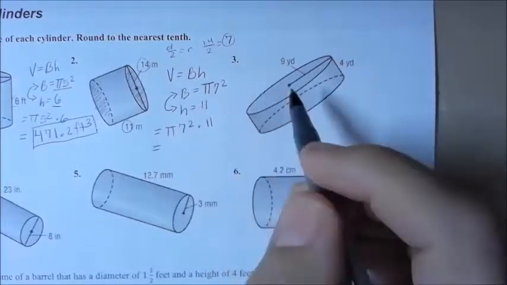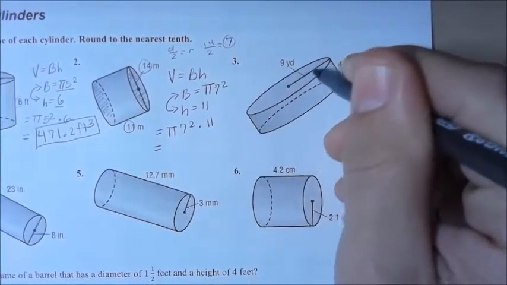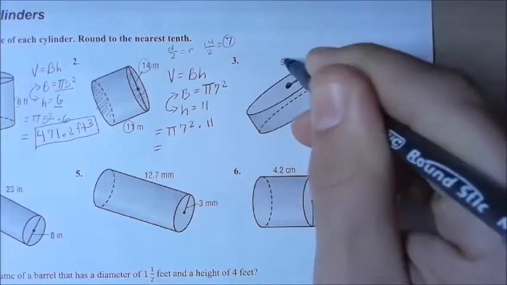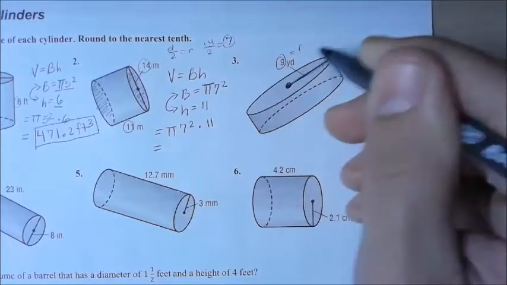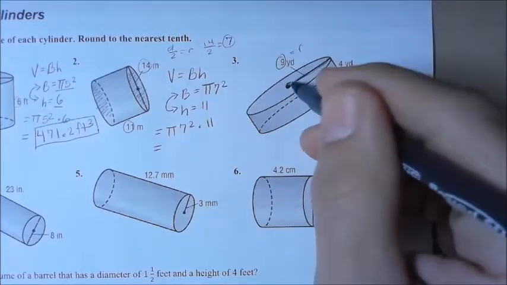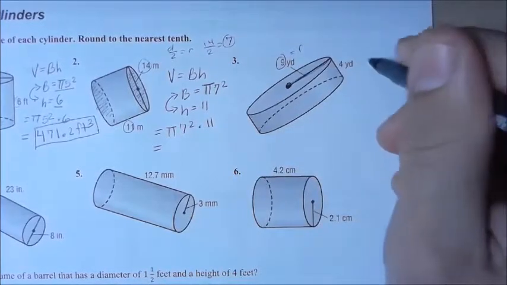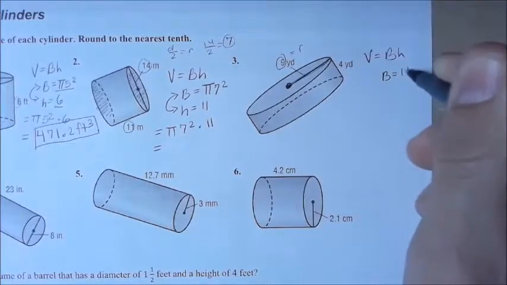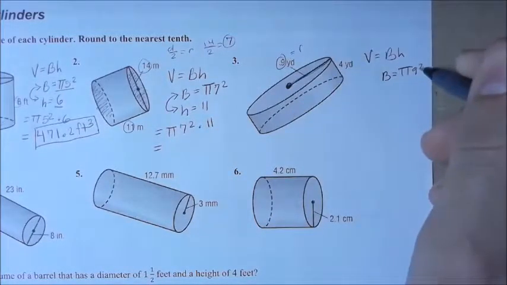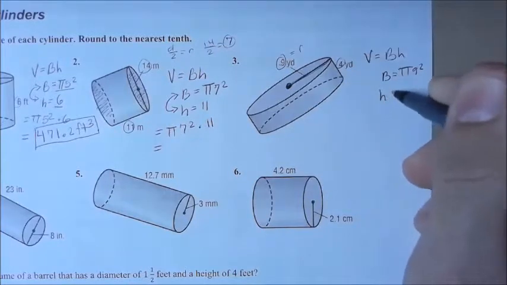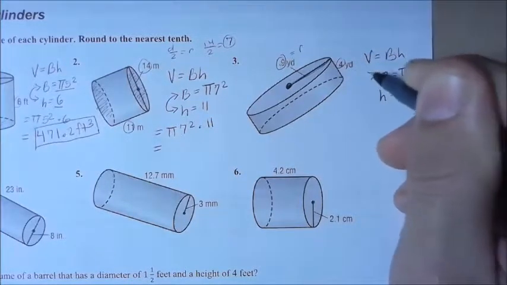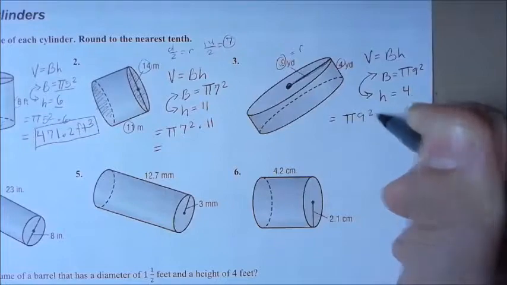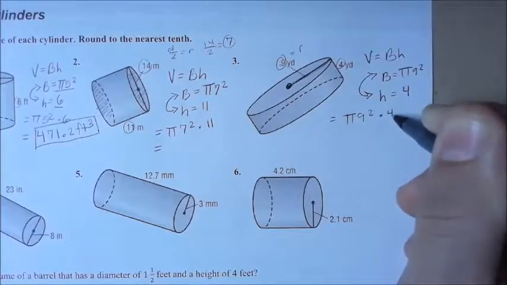Number 3. When we're looking at number 3, notice it just gives us half from the center of the circle to the edge. So that is the radius. So that is going to be equal to R. So we don't have to divide this one because it's just half what we need. So we're going to write V equals big B times H. B is equal to pi times 9 squared. And my height, which is H, is equal to 4. And now I just want to multiply those together. So this is going to be pi 9 squared times 4.